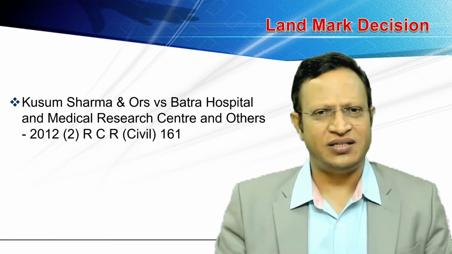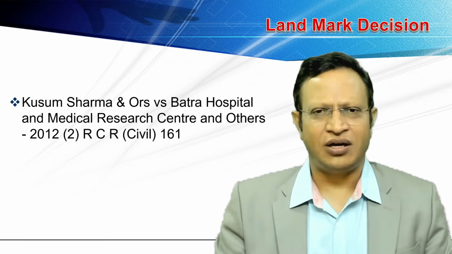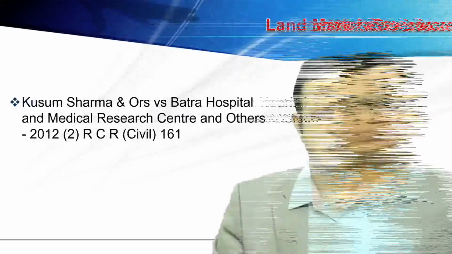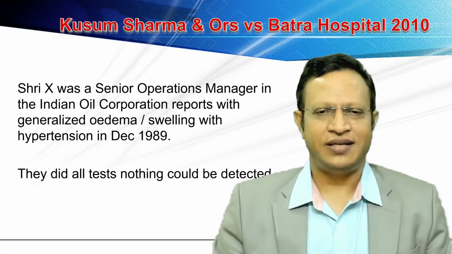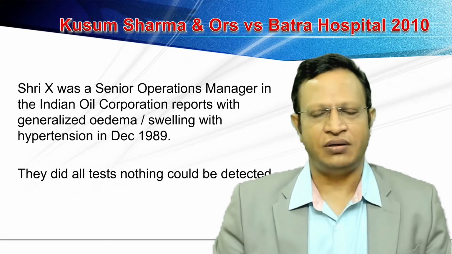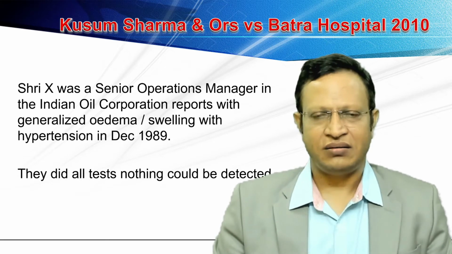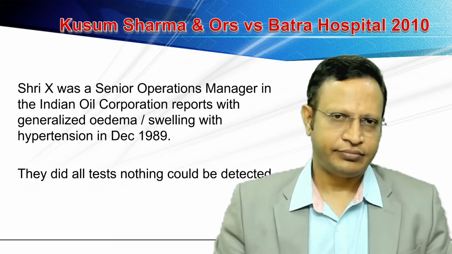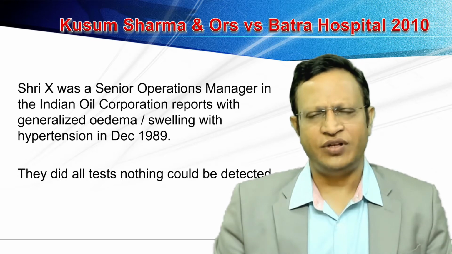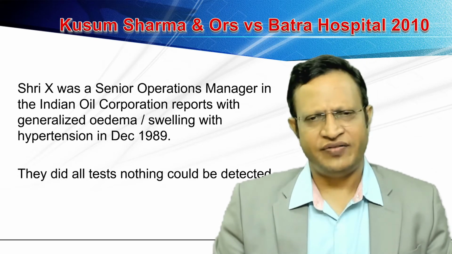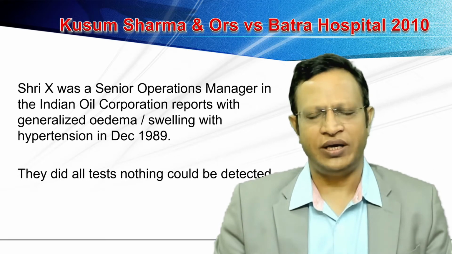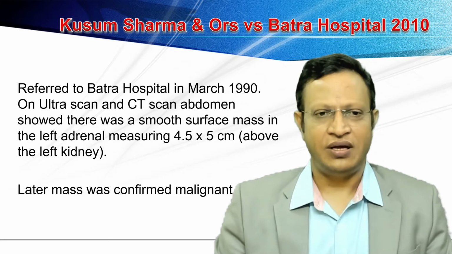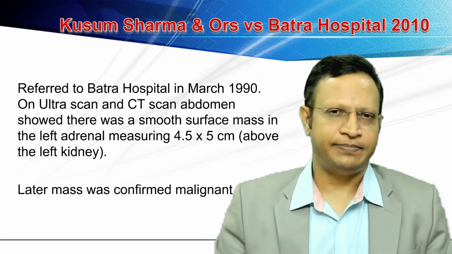Coming to the landmark decision about Kusum Sharma versus Batra Hospital, especially with regard to civil negligence, we are going to discuss this case now. In this case, Mr. X, a senior operational manager in Indian Oil Corporation, has breathlessness, generalized edema, and difficult to control hypertension. So he visits one of the Mulchand hospital. They did all investigations, but the hypertension was not controlling and he had edema. Hence, he was referred to Batra Hospital in March 1990.